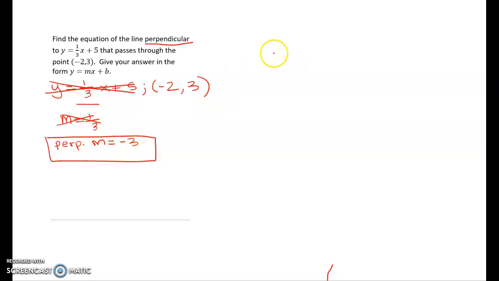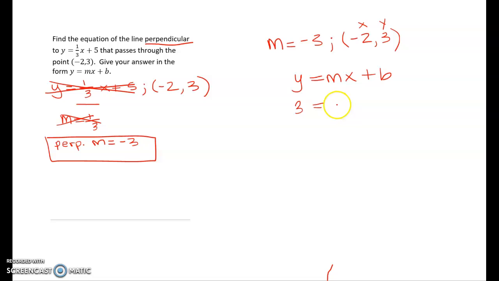So we're going to use this slope, m equals -3, and we know the line passes through the point -2, 3. So I'm going to do this one where we substitute it into y equals mx plus b and then solve for b. So we have an x, we have a y, we have our slope. So we have 3 equals slope of -3, x is -2 plus b, and we'll solve for b.